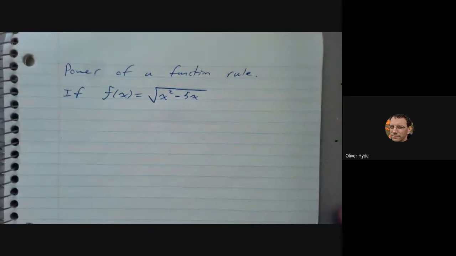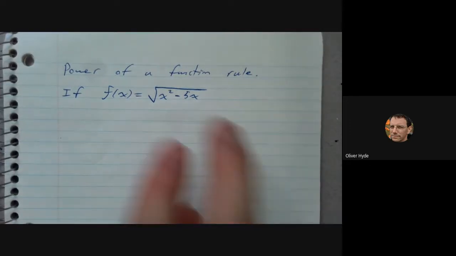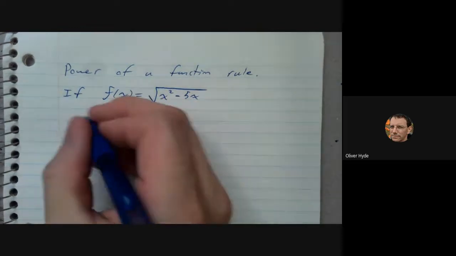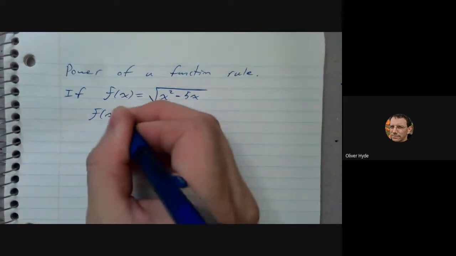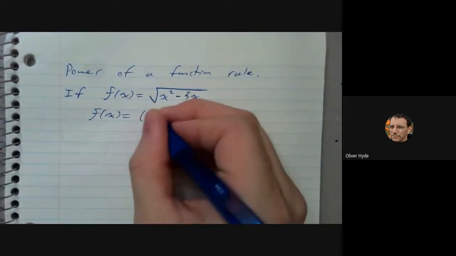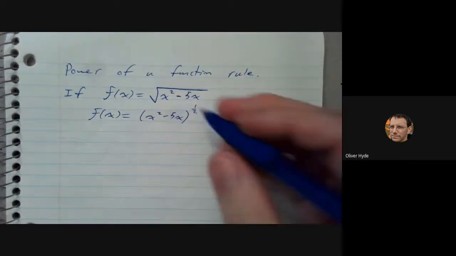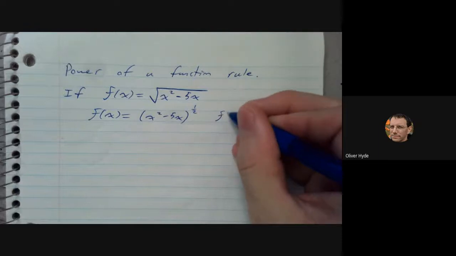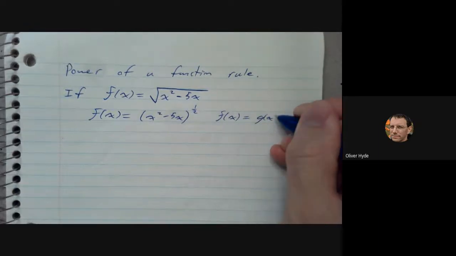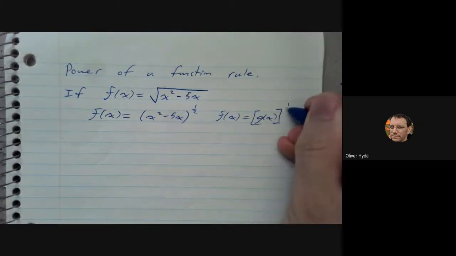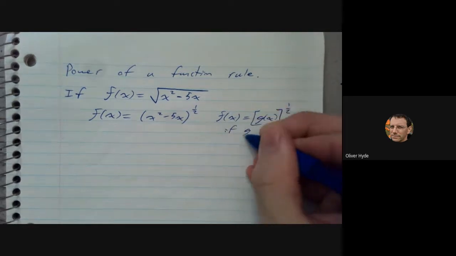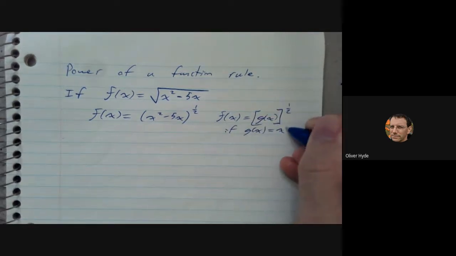So I don't really have any alternatives here. I can't really expand this. This is a power of a function. Let's write it out as f of x is equal to x squared minus 5x to the exponent 1/2. And then I want you to visualize it as f of x being g of x to the exponent 1/2 if g of x is equal to x squared minus 5x.